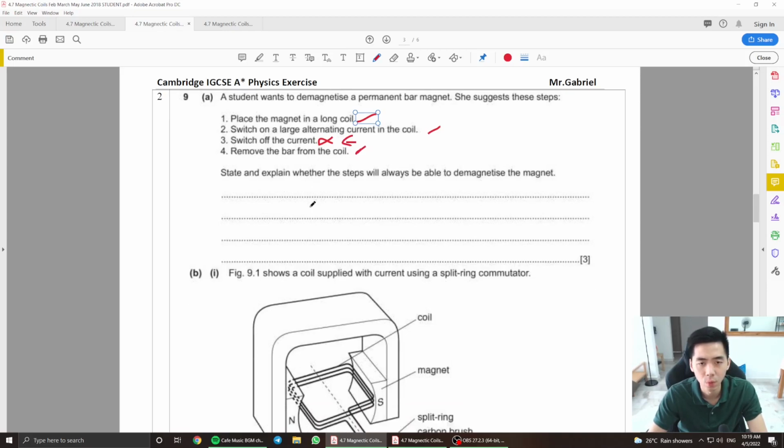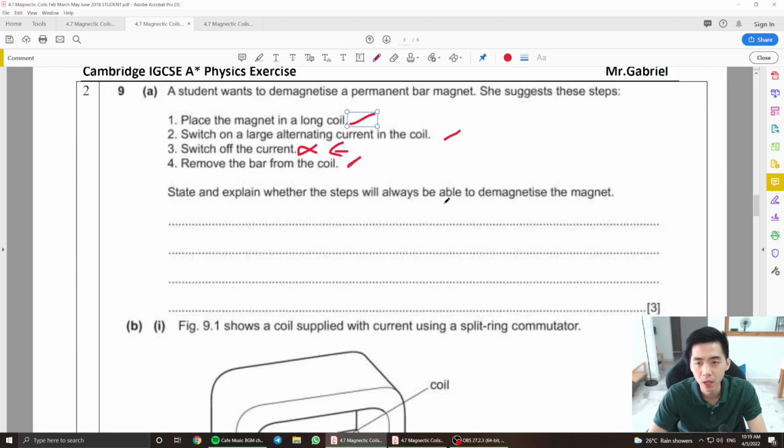State and explain whether these steps will always be able to demagnetize the magnet. Answer is a definite no. Then you're supposed to explain why.